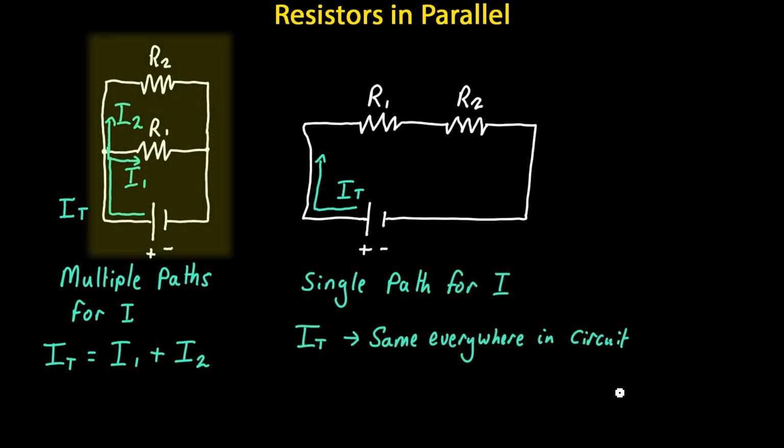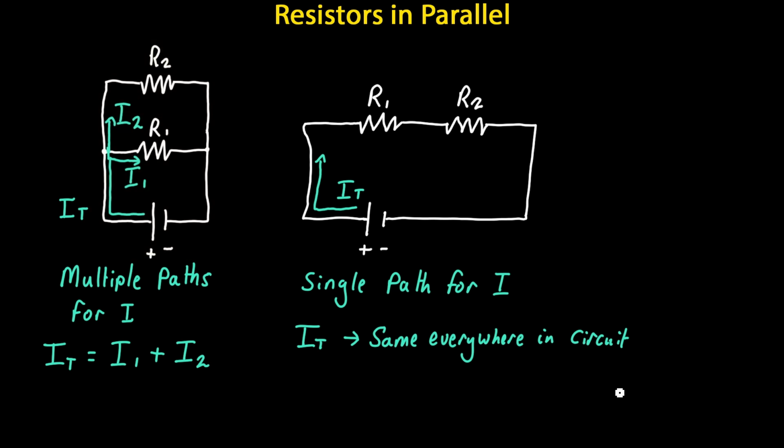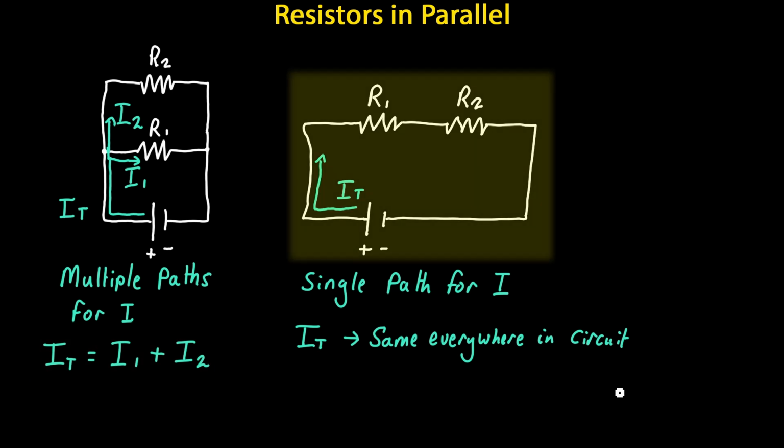Now, when it comes to the electric current within a parallel circuit, the total current from the battery is equal to the sum of the currents through each resistor. But for the series circuit, the total current through both resistors is the same. And we saw this in the last lesson.